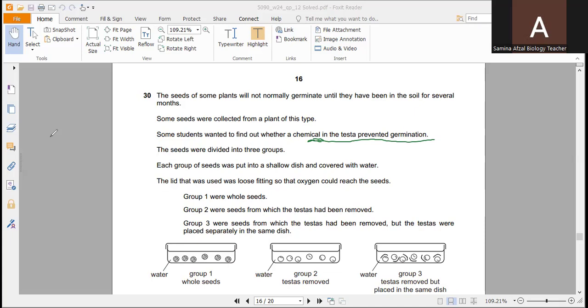Shallow dish, you can see. The lid that was used was loose fitting so that oxygen could reach the seeds. Oxygen has been provided. So group 1 were whole seeds, covered with testa. Group 2 were seeds with the testa removed, without testa. And the third group had the testa removed, but the testa was placed separately in the same dish. So you can see the testa is also there.